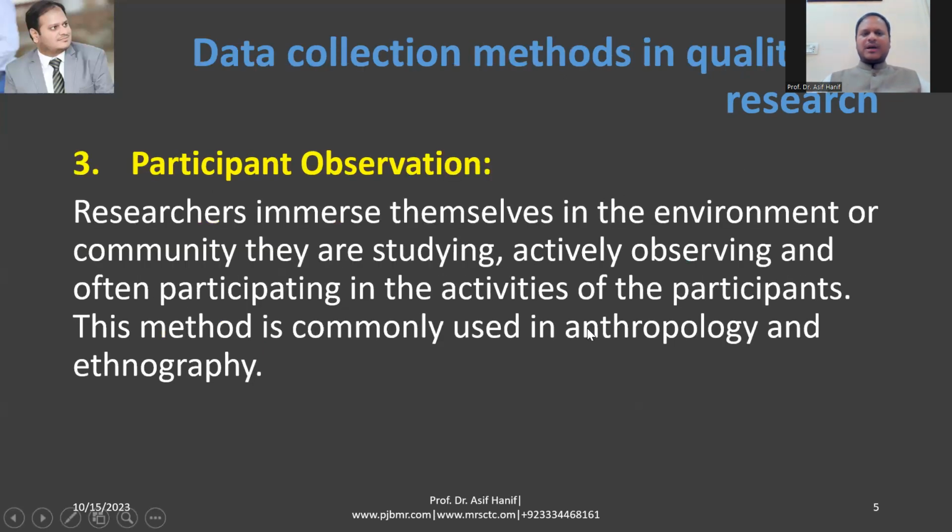So, participant observation. Researchers immerse themselves in the environment or community they are studying, actively observing and often participating in the activities of the participants. This method is commonly used in anthropology and ethnography. Sometimes we need to participate ourselves to collect the data. When the researchers involve themselves to collect the data from the participants, it is called participant observation.